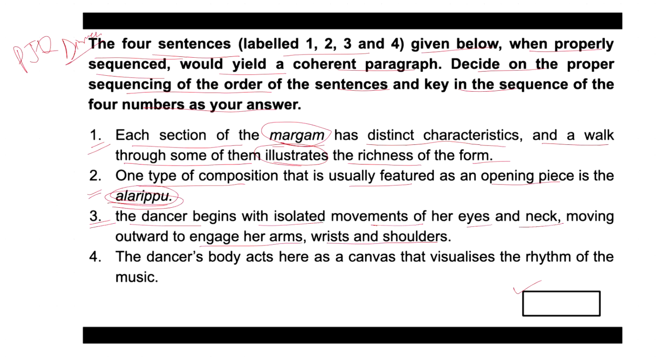So now we need to observe which sentence should be the introductory one. Now, if we look into that, sentence one stated each section of the amalgam has unique characteristic and a walk through some of them describes the richness of the form.